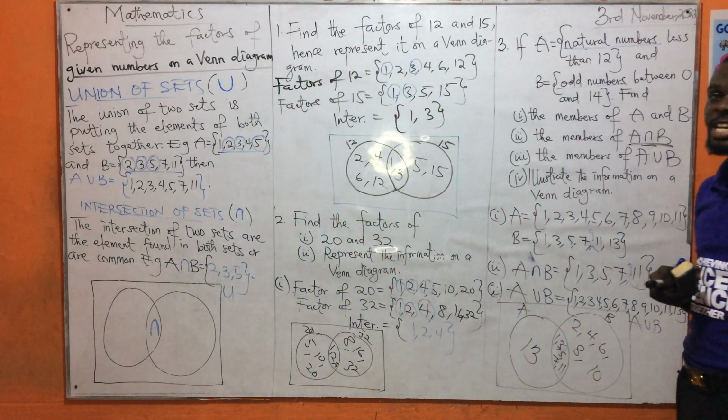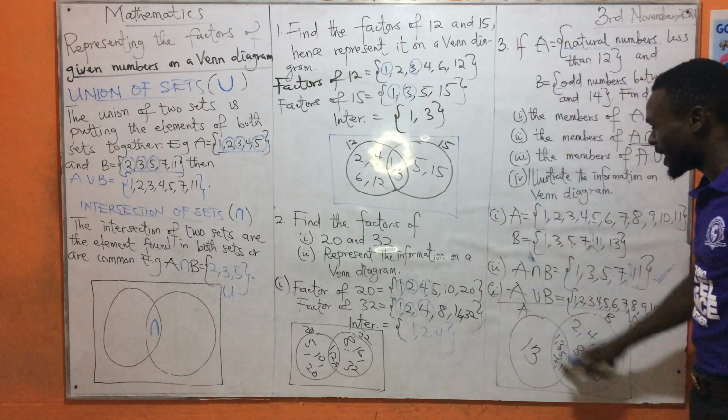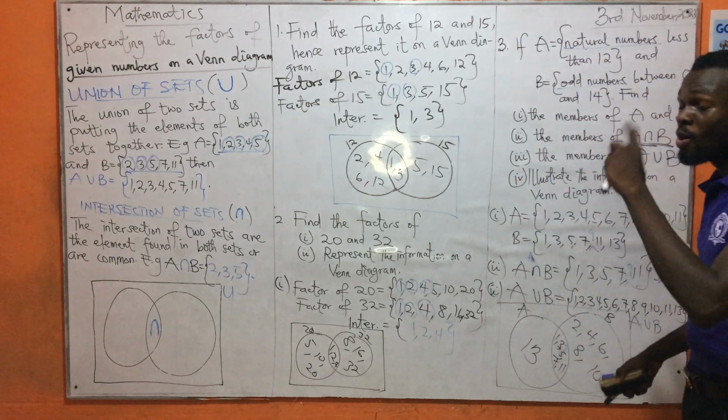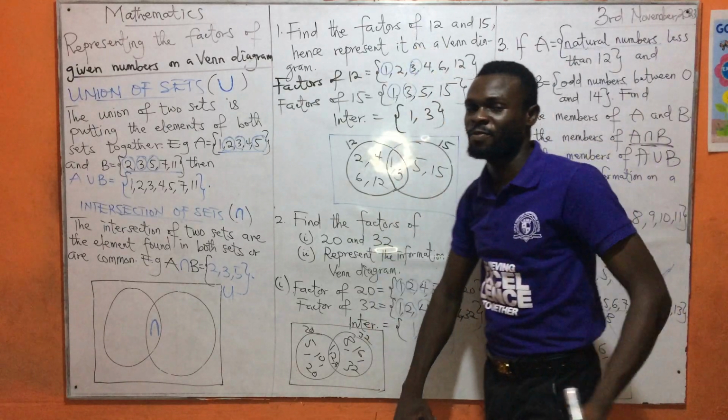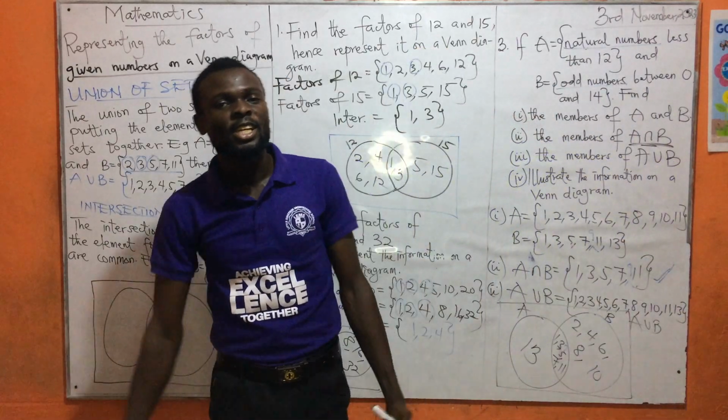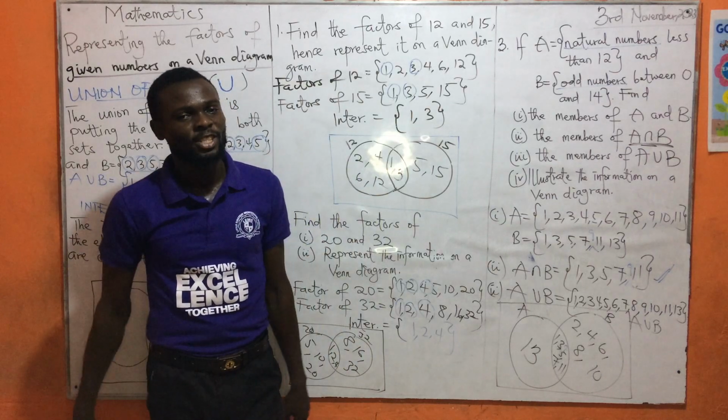We'll meet again next week for Basic 9. We'll look at questions based on this one once again. But for the factors of a number and how to represent it on a Venn diagram, we are good to go. Thank you very much for staying tuned.